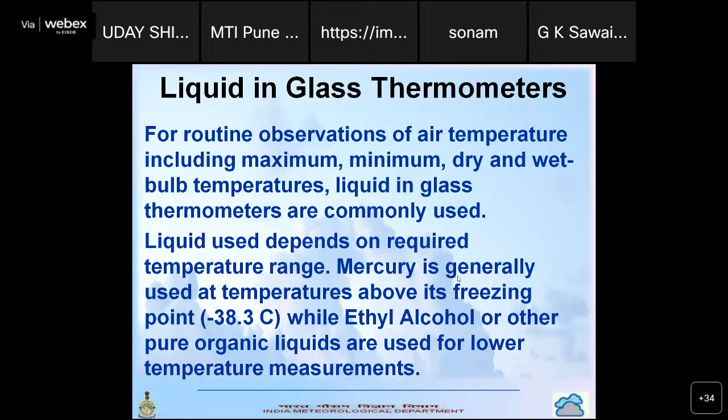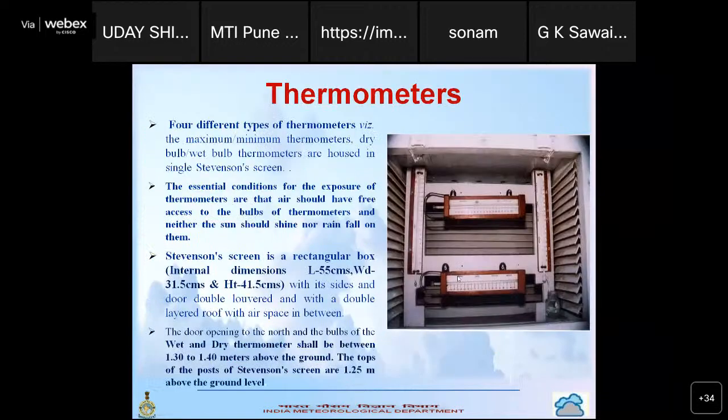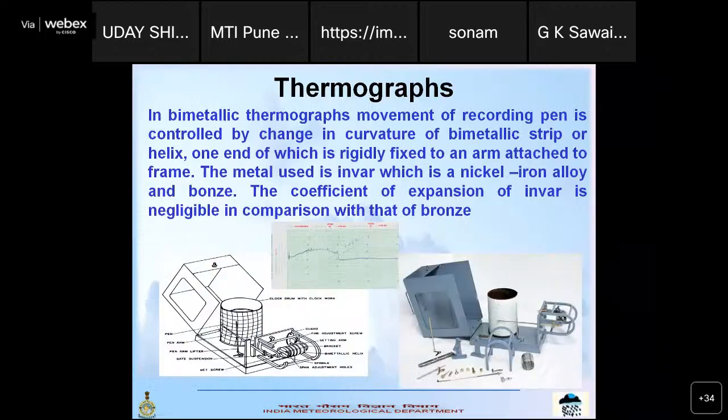we have already discussed this, my friend has already discussed. And thermographs are also mechanical instruments which can record the temperature automatically on graph paper.